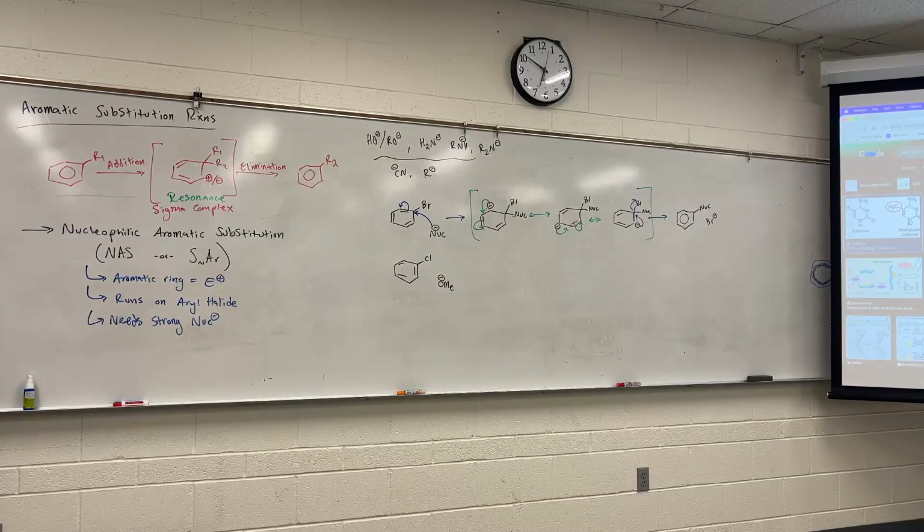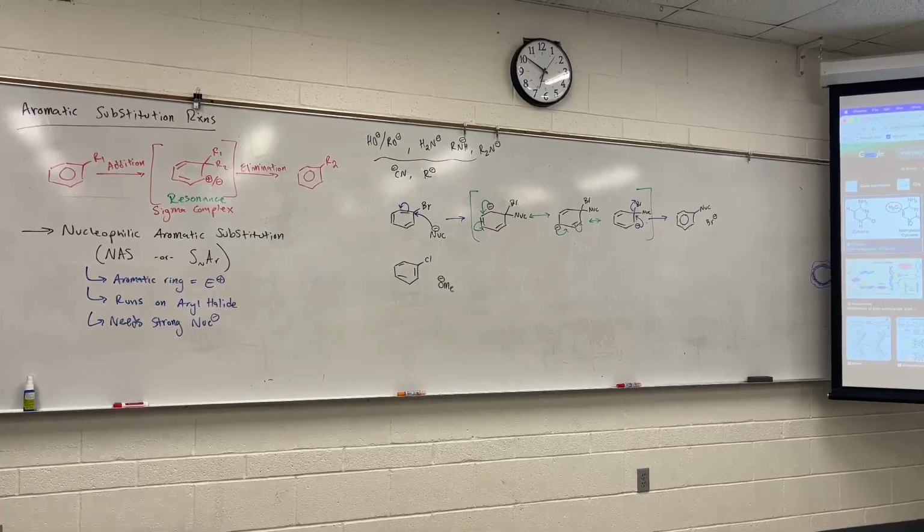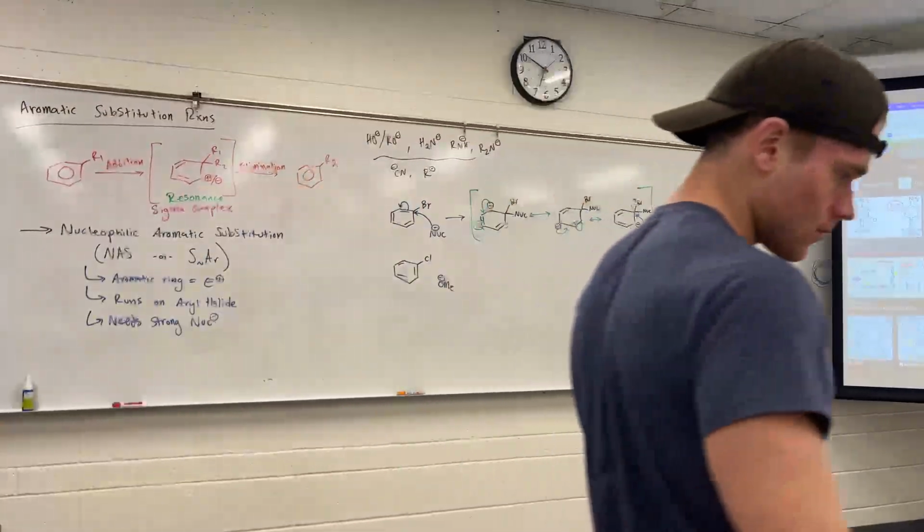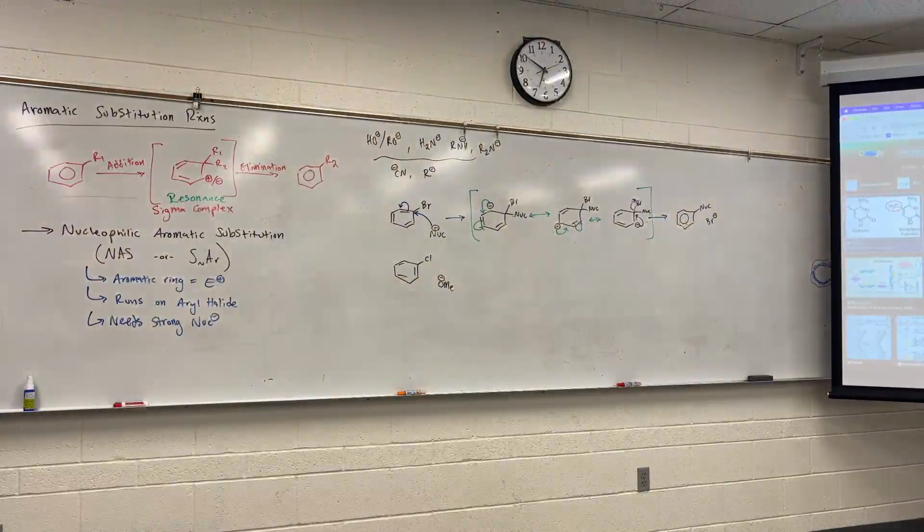But here, we're missing the arrows. And it'll look the same as here, but I can see you didn't do it here either. No, you're good. Negative charge reforms the aromatic ring and kicks off the Br.